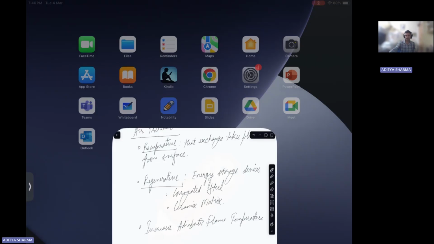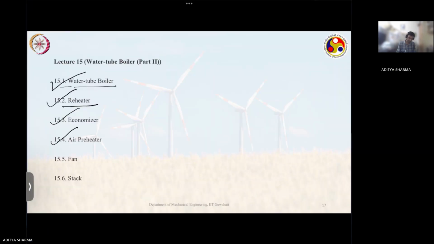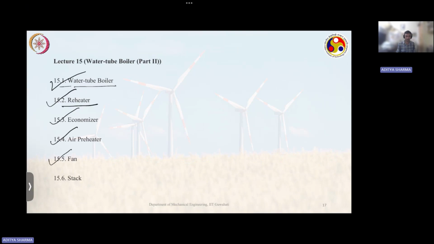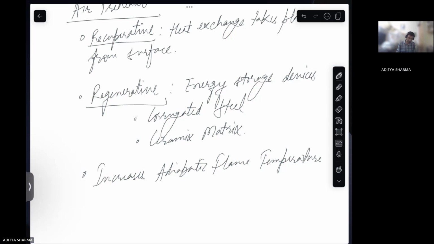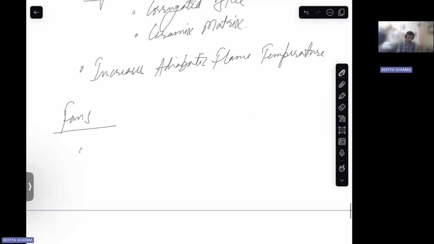Right. After that, we have fans. So there is the forced draft fan that takes cold air only. Okay.